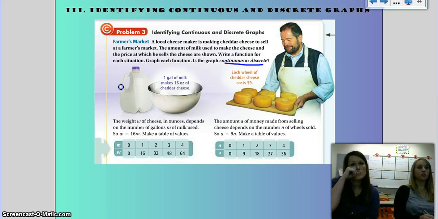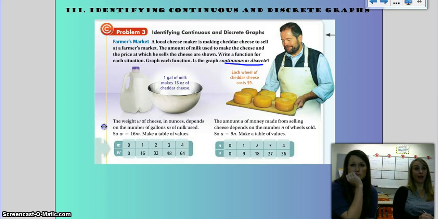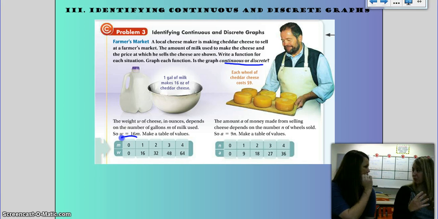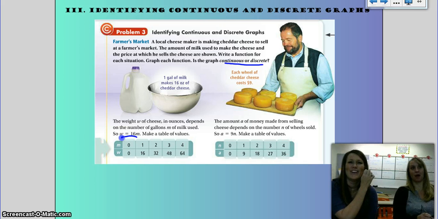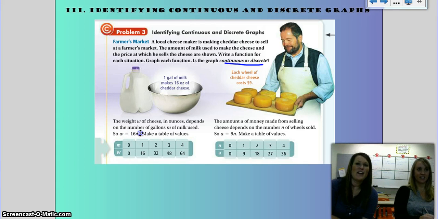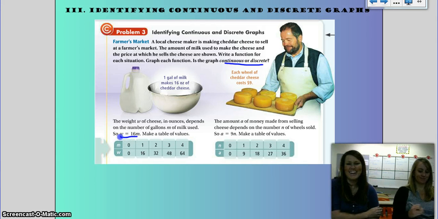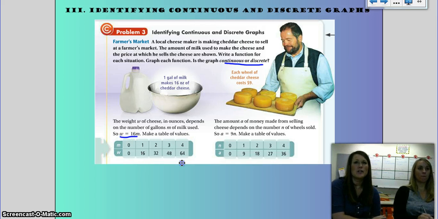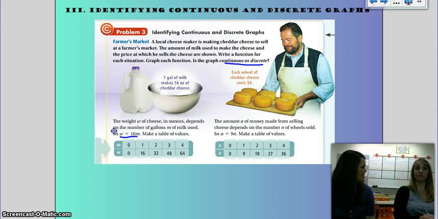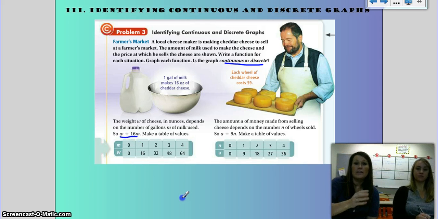Got it. Okay. So here it says the weight W of cheese in ounces depends on the number of gallons of milk used. So W equals 16M, meaning weight equals 16 times the gallons of milk. I don't know how to word that. 16 gallons of milk. There we go. Well, it said to write a function, but we already have the function written for us. Right. There it is. So, again, we would get that by seeing the rate of change of 16 each time. And then they just continue to graph there.